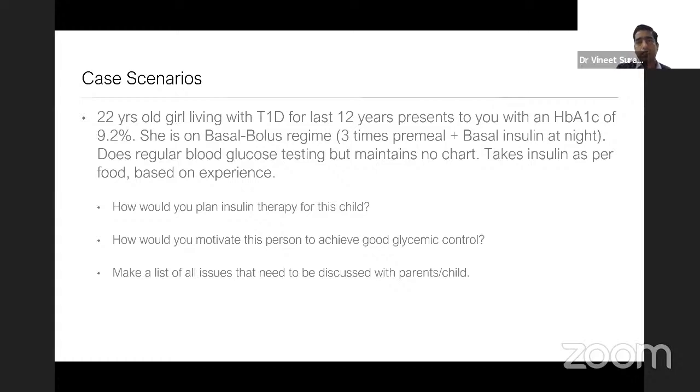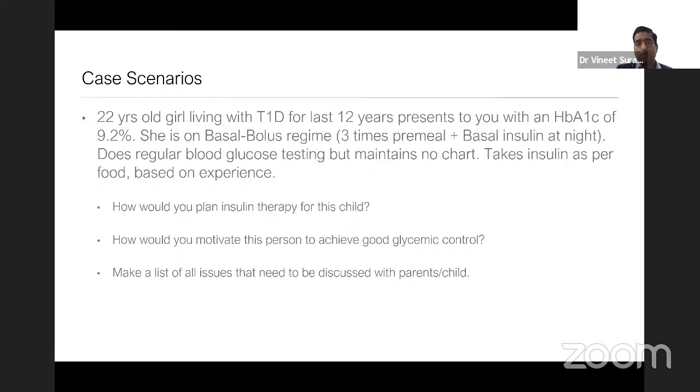Now, this is another case where a 22-year-old young girl comes to us with type 1 diabetes for the last 12 years. She presents to us with an A1C of 9.2%, already on a basal bolus regime, which is the ideal regime. She does regular blood glucose testing, but maintains no charts. So there's no idea how it's going. And she takes insulin as per the food, based on experience.